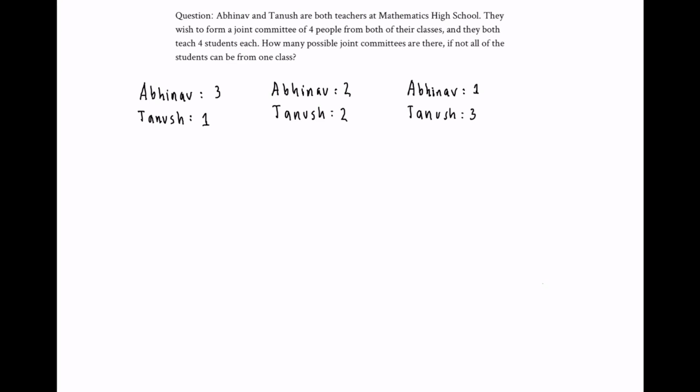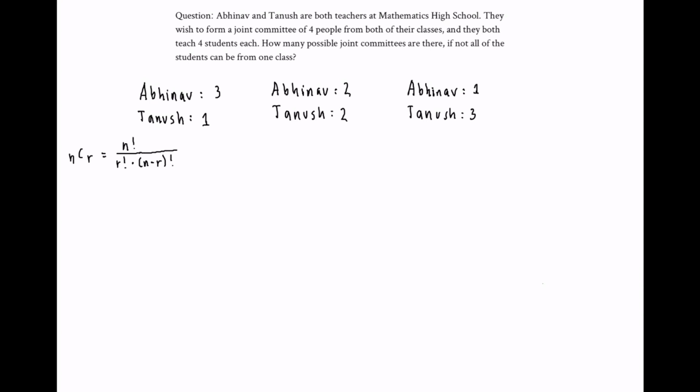Let us start with the first case where we send 3 students from Abhinav's class and 1 student from Tanush's class. The number of ways we can pick 3 students from the 4 students in Abhinav's class is the same thing as using the choose function. For those of you who do not know what the choose function is, it is the equivalent of writing nCr, which can be modeled as n factorial over r factorial times n minus r factorial.